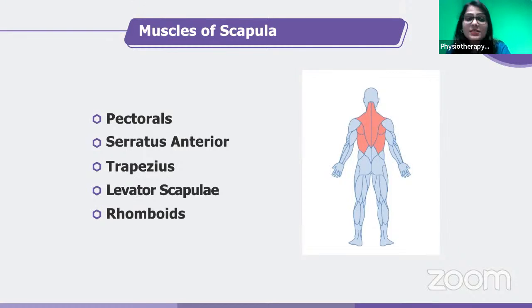These are very scary muscles. I know the origin and insertion, its action is very, very scary. I know. I used to mug up everything.